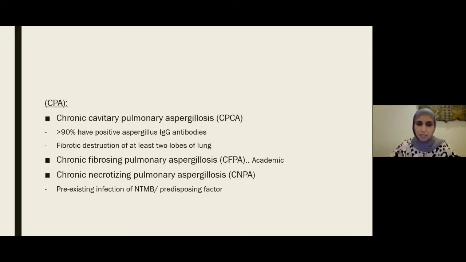Chronic pulmonary aspergillosis has three subtypes: cavitary, fibrosing, and necrotizing. In the cavitary type, 90% of patients have a positive Aspergillus immunoglobulin antibody, and their images usually show destruction and fibrosis in at least two lobes. Fibrosing aspergillosis is an academic terminology with imaging findings overlapping the cavitary type. And finally, in necrotizing pulmonary aspergillosis, there is a pre-existing infection with non-tuberculous mycobacterium.